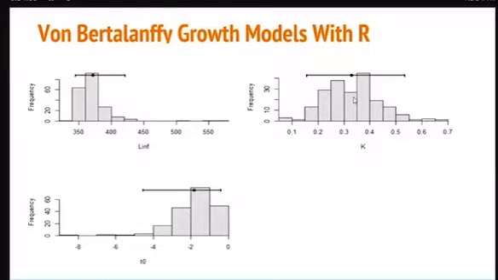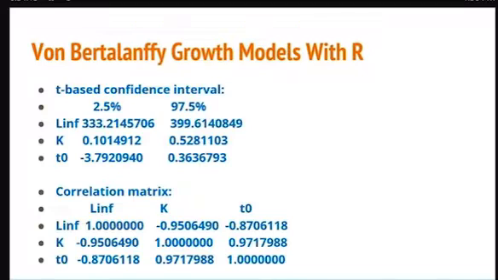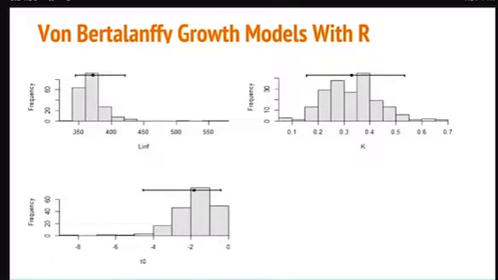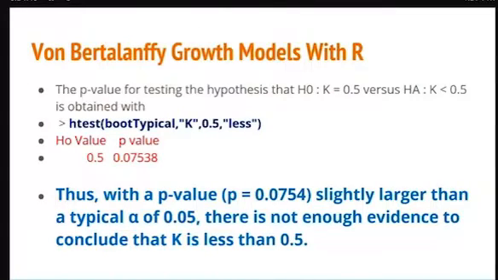I think there's more or less an agreement for K, but don't forget the interval there was based on the assumption that the sampling distribution of L infinity, K, and T0 is normal. You know that, right? That was the assumption. And you can see that it is kind of violated.